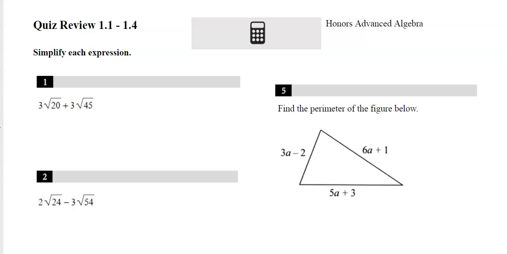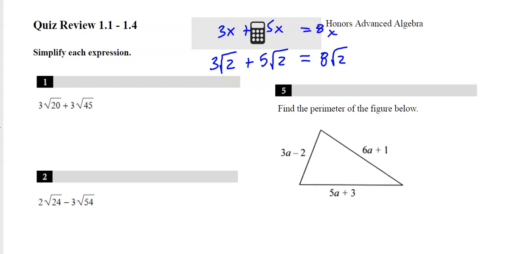So the idea with radicals is, I would like to try to get two radicals that are the same so that I can combine them. So for instance, this is just kind of a side note, but if I have like 3 radical 2 plus 5 radical 2, I am allowed to combine those and call that 8 radical 2's. You can almost think of this as like 3x plus 5x equals 8x. It's kind of a similar concept.